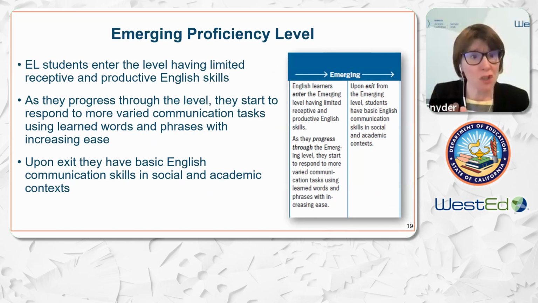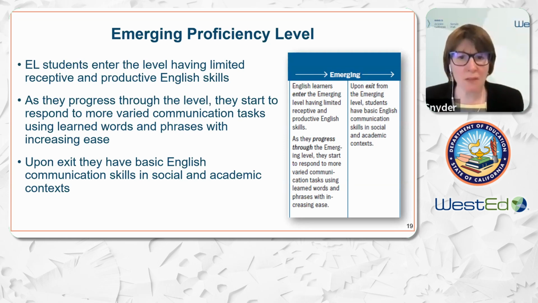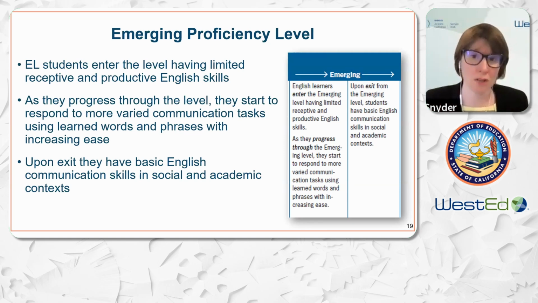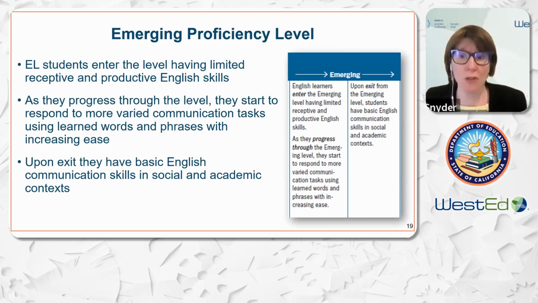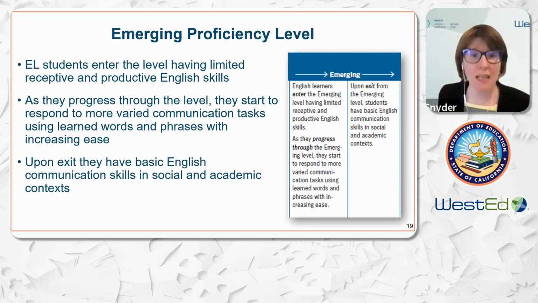The three proficiency levels are emerging, expanding, and bridging. The proficiency levels represent the stages of English language development, describing expectations for how well students can understand and use the English language at each level as they continue to build on existing language skills and knowledge. At the emerging level, students progress very quickly, learning to use English for immediate needs, as well as beginning to understand and use academic vocabulary and other features of academic language. The image on the slide shows the emerging level descriptors from the chart.